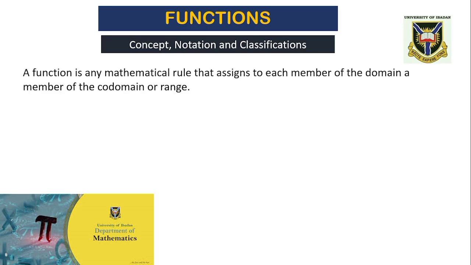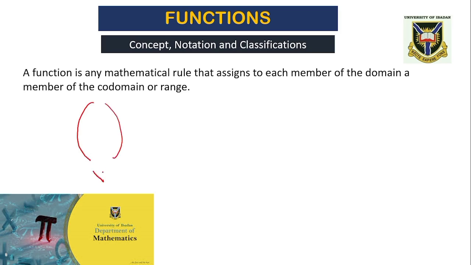A mapping or a function is any mathematical rule that assigns to each member of the domain a member of the codomain or range. What this means is that a mapping or a function shows relationship between two sets. One of the sets is called the domain and the other one is called the codomain. I can denote a set as this.